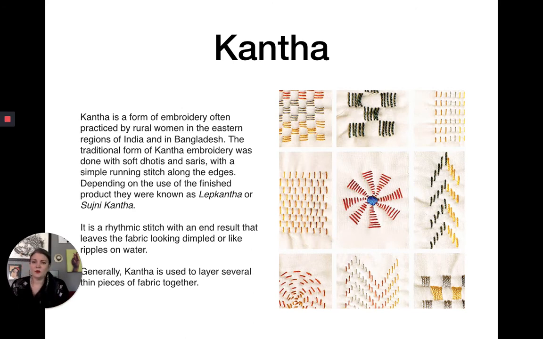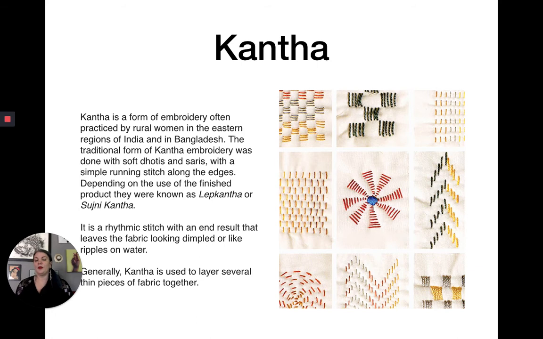Cantha. Cantha is a form of embroidery that comes to us from mostly India and Bangladesh, and its roots are mostly in rural, sort of isolated areas. The traditional form of Cantha was done with soft dhotis and saris, which are traditional Bangladeshi and Indian clothing, with simple running stitch along the edges. Depending on the use of the finished product, they were known as Lepkantha or Sujni Kantha. So these are particular kinds of fabric that's been decorated and embellished with embroidery stitching that's then used in clothing.